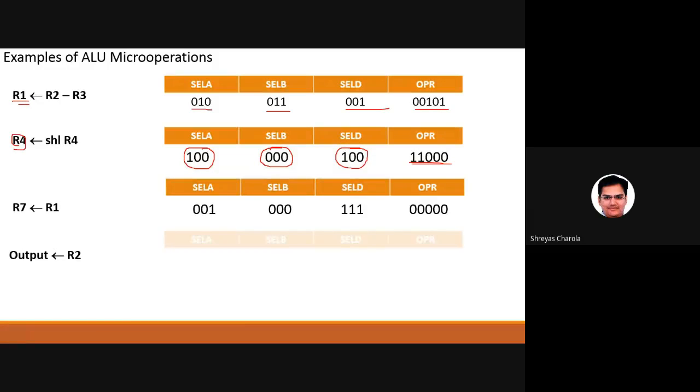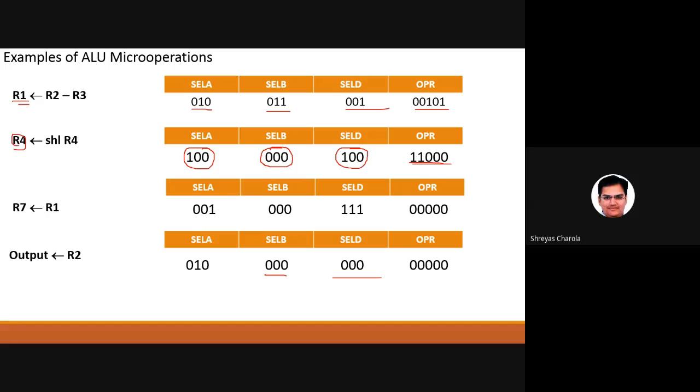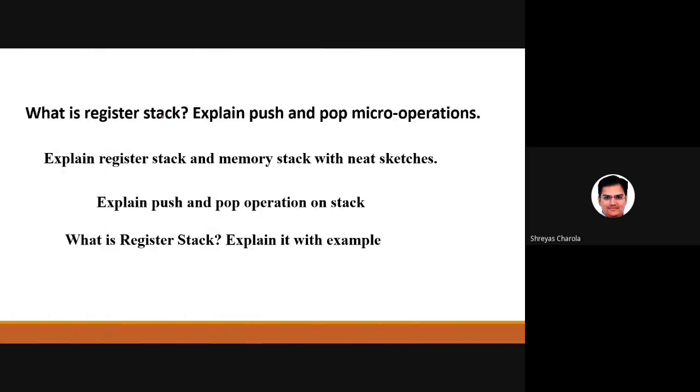Okay, Jaishankar. R2 is directly sent to the output, so none of the registers have been selected. So both are 000. Is this clear? Okay. Yes, sir. Now the next questions.